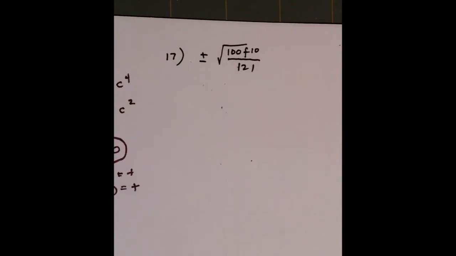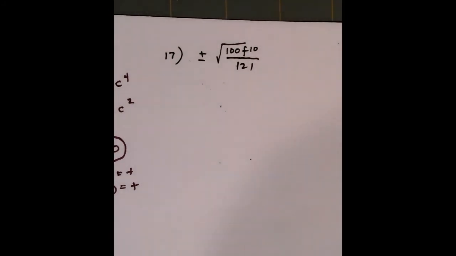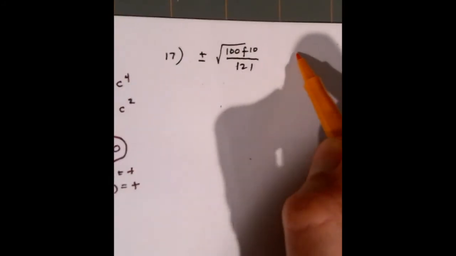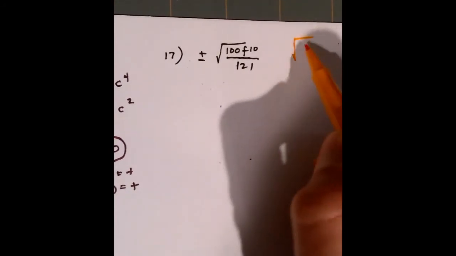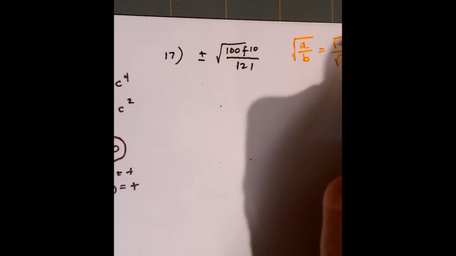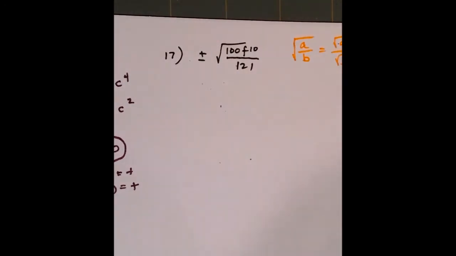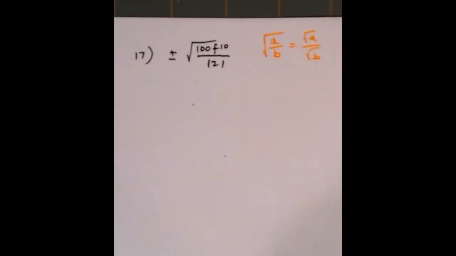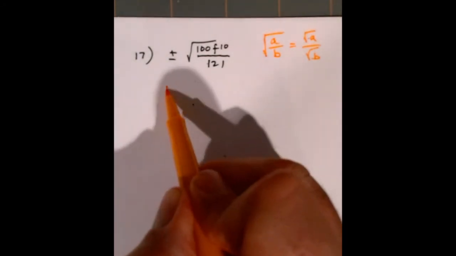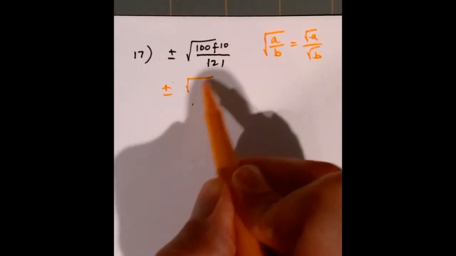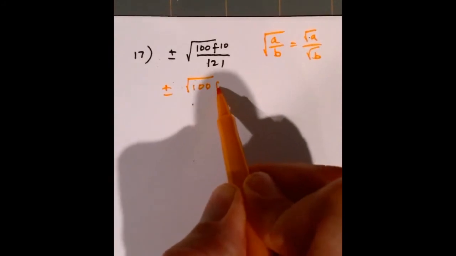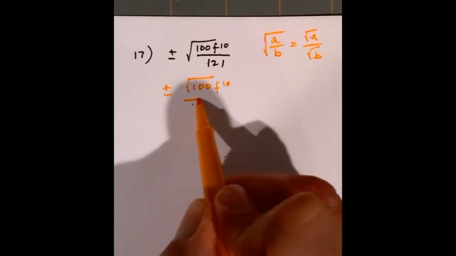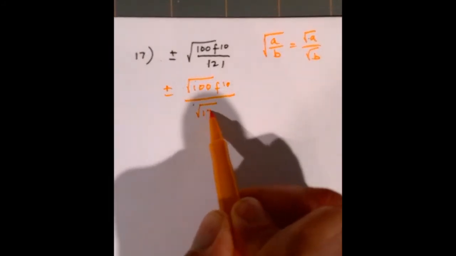This one actually I don't think is that hard. Okay? So let's go slow. I would pause it if you want to give it a whirl. All right, so this time we're going to use the other formula, which is root A over B equals root A over root B. So the first thing I'm going to do here is make this plus or minus root 100 f to the 10th over root 121.